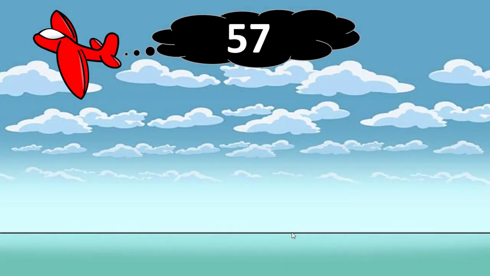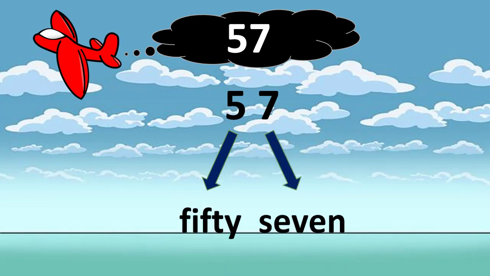Our next number is 57 and its number name will be written as FIFTY 50 SEVEN 7 57.